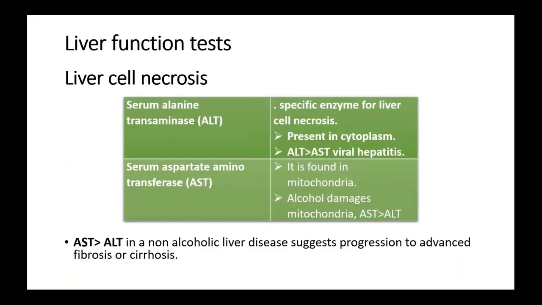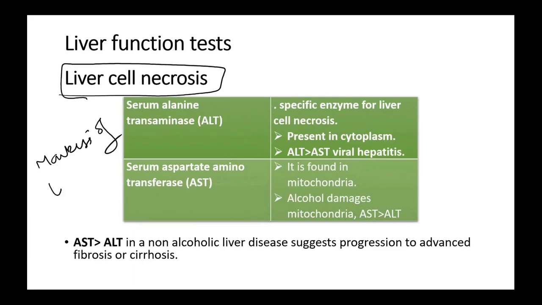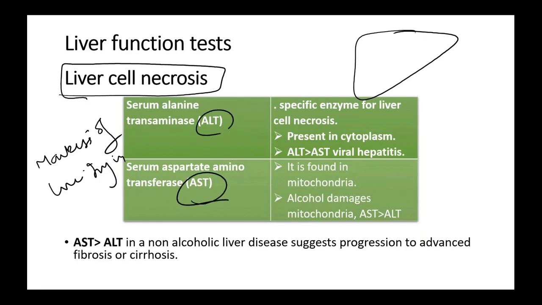Next is liver function test. If there is liver damage, these are the markers of liver injury. If there is damage to the hepatocytes of the liver, which are the cells of the liver, then AST, ALT will be elevated. These are the markers of liver injury, AST, ALT. If they are high, that indicates liver damage, liver cell necrosis, hepatocyte damage.